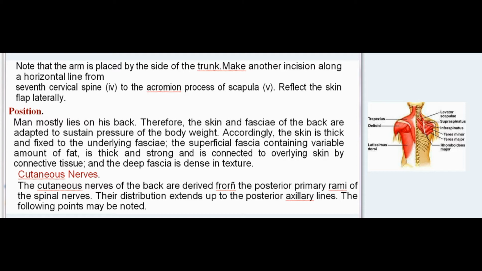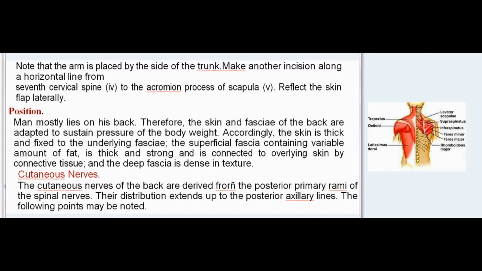Position. Man mostly lies on his back. Therefore, the skin and fasciae of the back are adapted to sustain pressure of the body weight. Accordingly, the skin is thick and fixed to the underlying fasciae. The superficial fascia containing a variable amount of fat is thick and strong and is connected to the overlying skin by connective tissue, and the deep fascia is dense in texture.